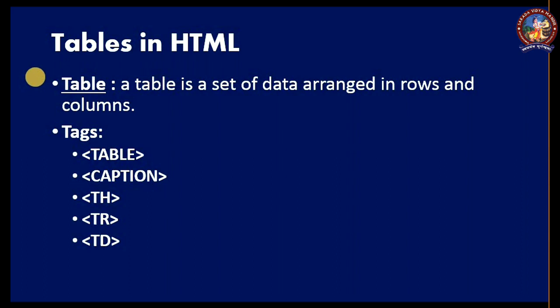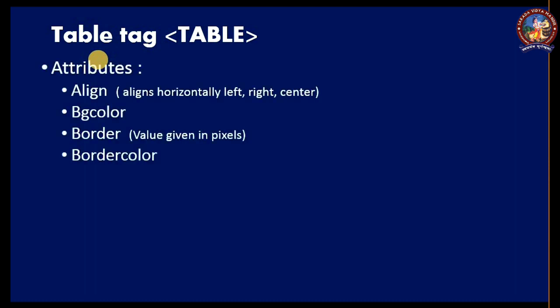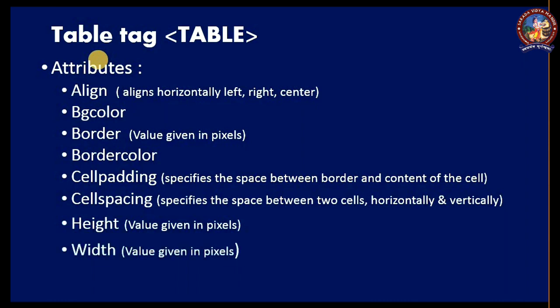Okay, so let's move forward and discuss the various attributes of the different tags used to create a table in HTML. So the first tag is the table tag. Inside the table tag the various attributes are align, bgcolor, border, border color, cellpadding, cellspacing, and height and width. Align is used to align the table at the left, right or center of the web page horizontally. Bgcolor is used to provide the background color of the table.